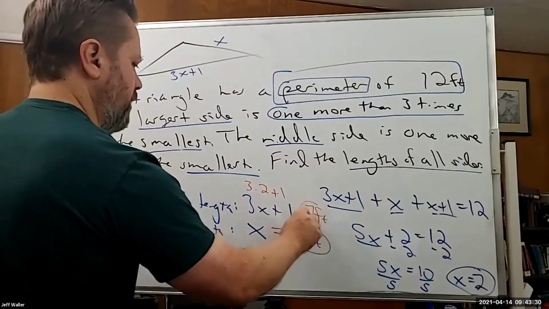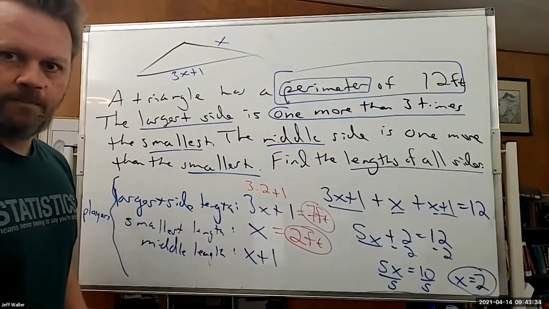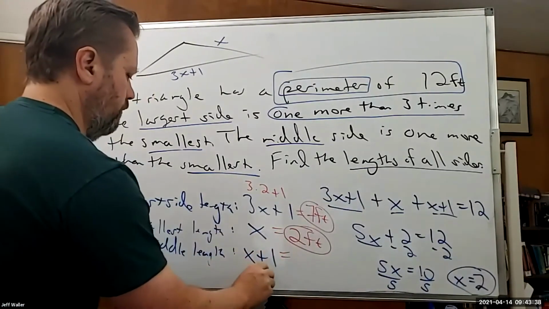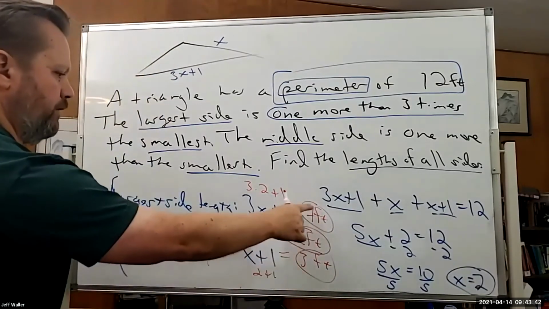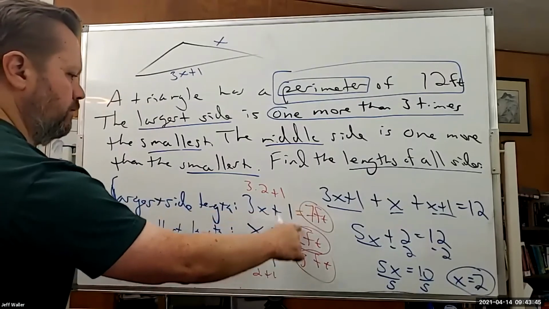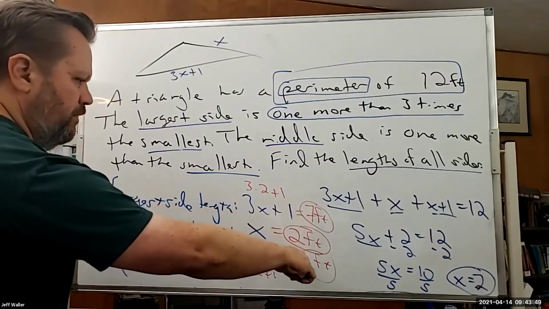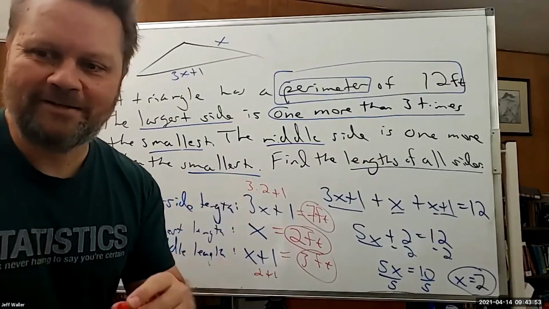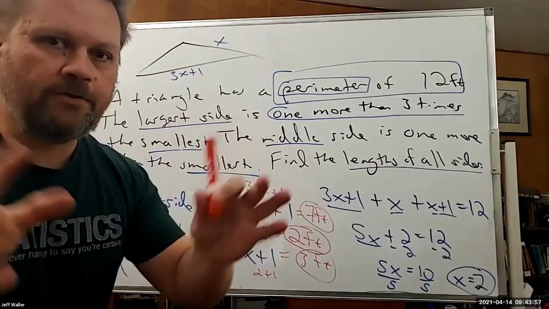Is everybody with me on that? It's 3 times x, but we know x is 2. And then what's the middle length? 3 feet. Does that check? Does that work? What are these supposed to do? Add to 12. And they do. Yay! It's always nice when you get to the end and it does everything it's supposed to. It's like, oh, thank God.